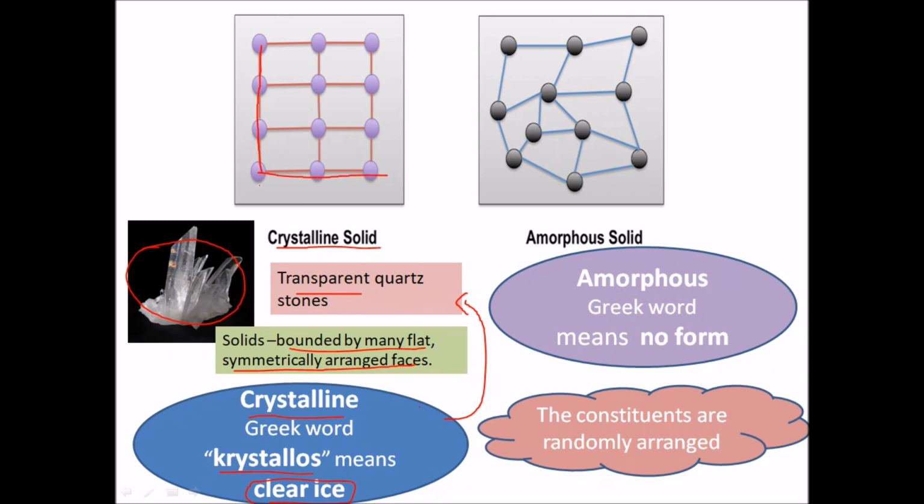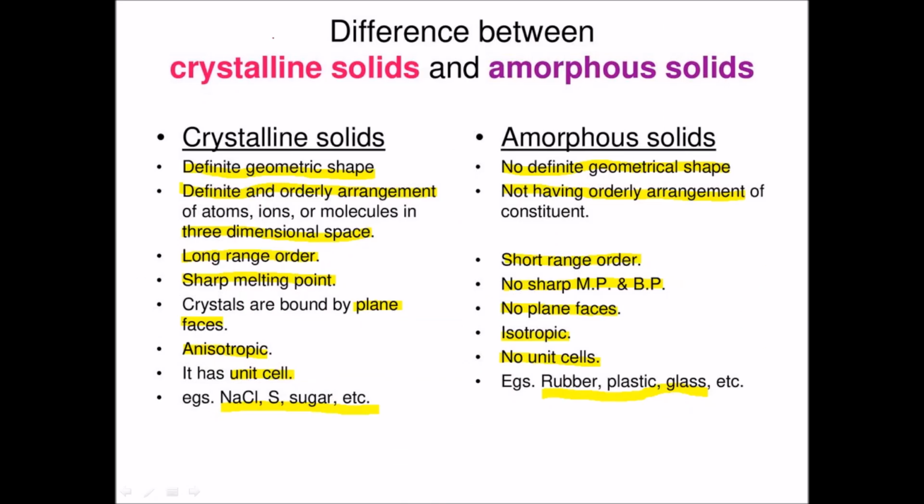In contrast, in Greek, amorphous means no form. The constituents are arranged randomly. Examples of amorphous solids would be rubber, plastic, glass, etc. Let us see some of the differences between crystalline solids and amorphous solids.